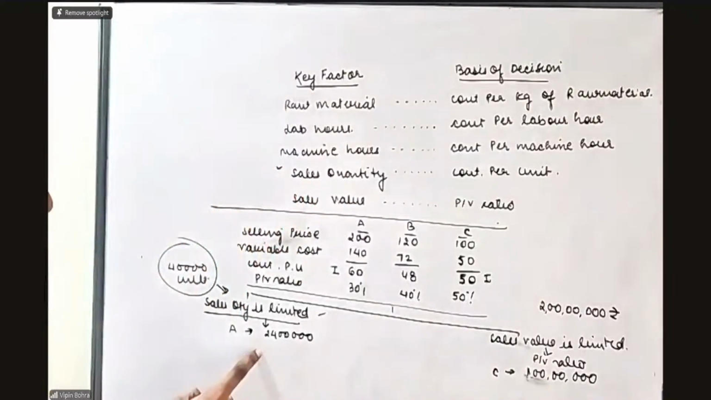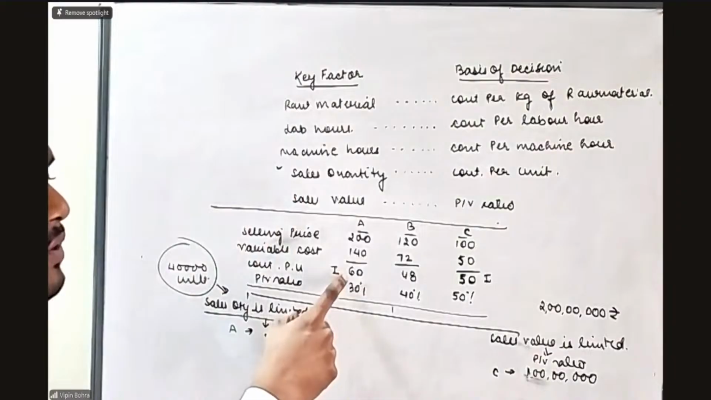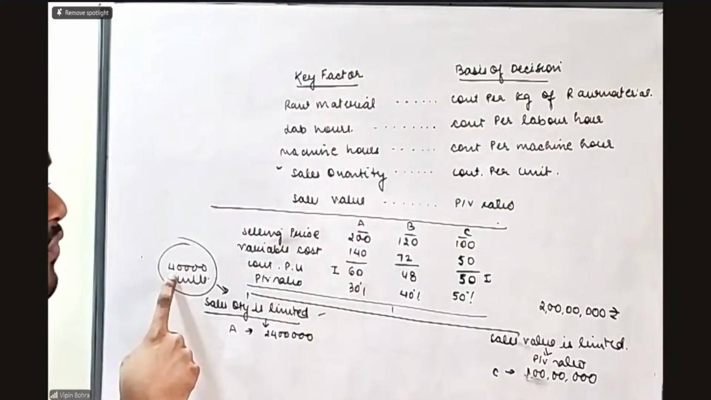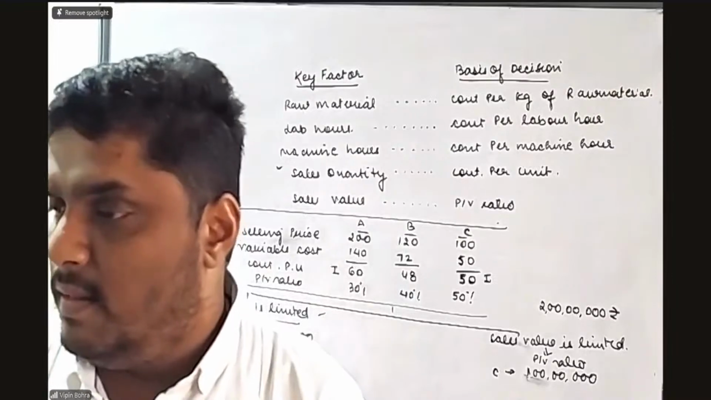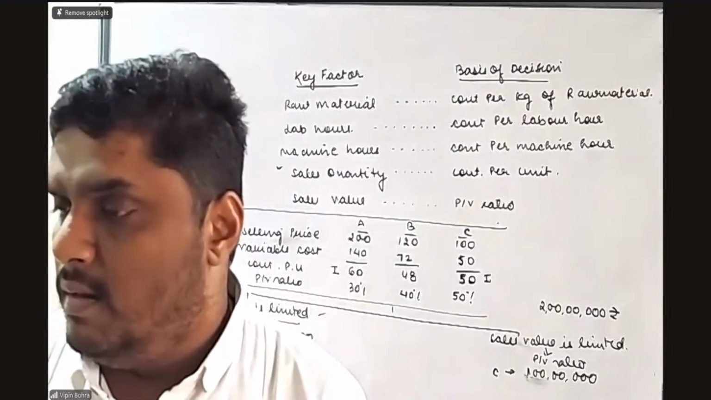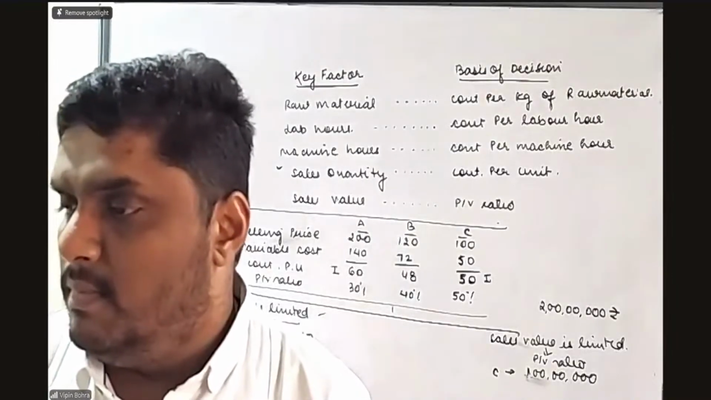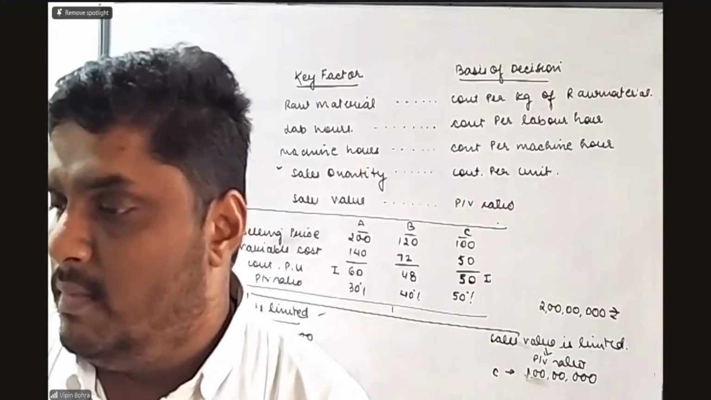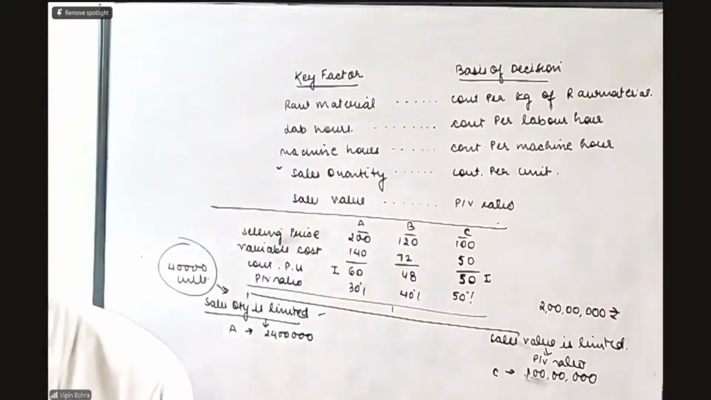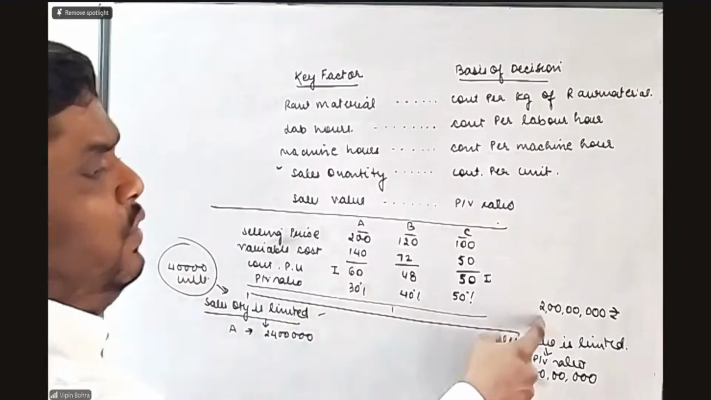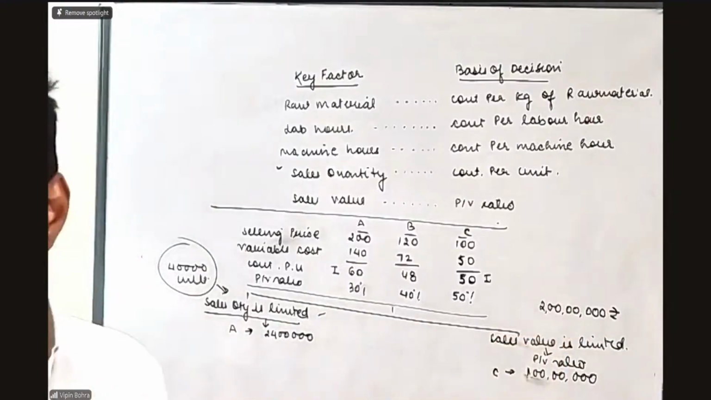Aditya, how come 24 lakh? See, the contribution per unit is 60. 60 into 40,000, 24 lakh. That's okay, Kushi, no worries. Herein 40,000 units were limited. Herein 2 crore the turnover was limited.